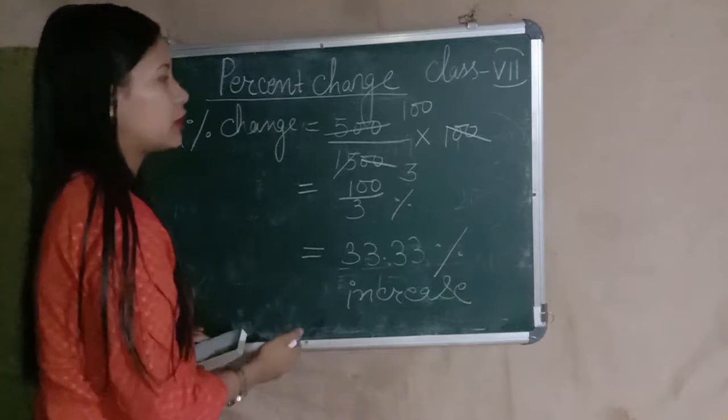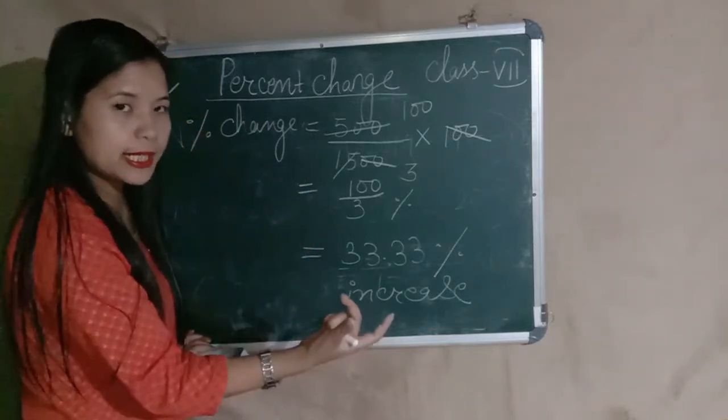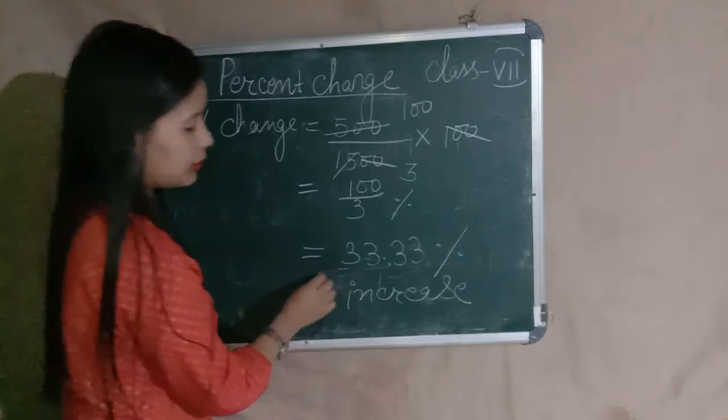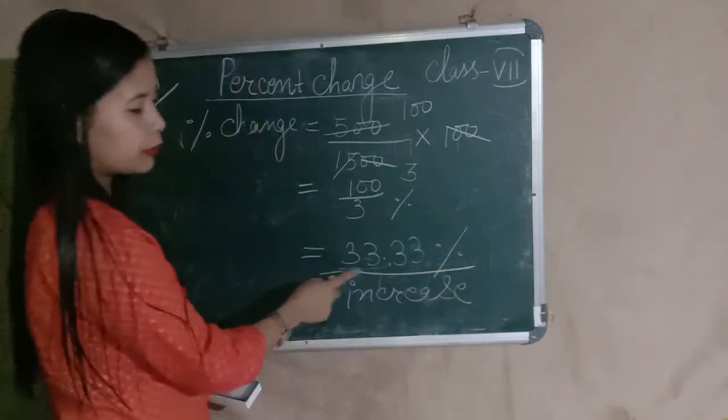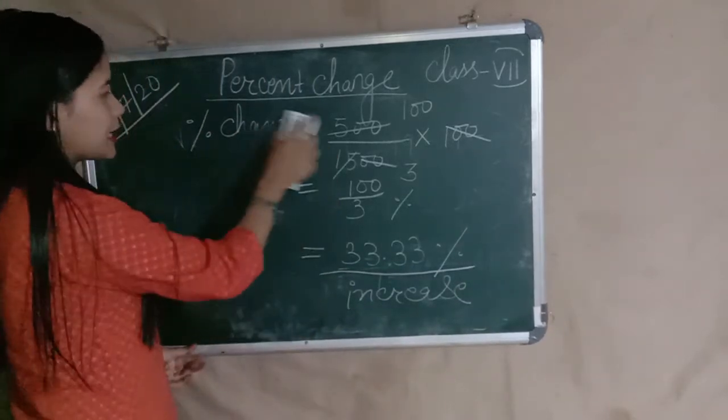So there has been an increase in the number of students from the year 2019 to 2020, and the percent by which the number has increased is 33.33%. Let me take one more example for decrease.